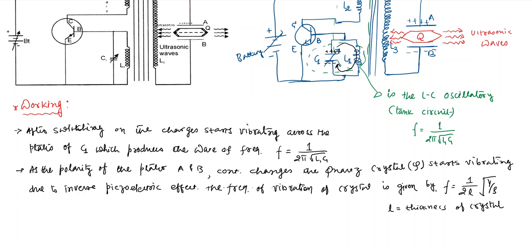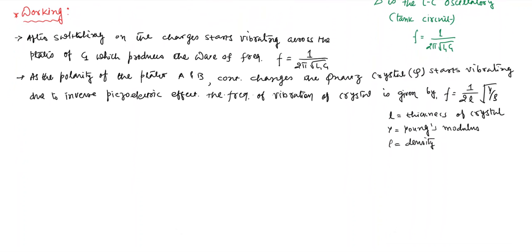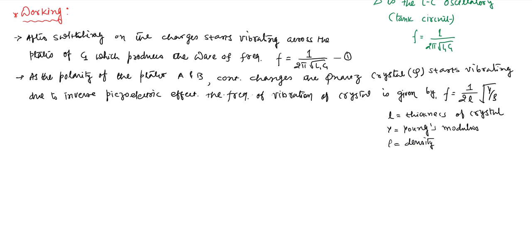In some textbooks they write T there. Even if T is written here, we have written L to keep it the same as magnetostriction, but you have to remember that L is the thickness of the crystal, and as we know, Y is Young's modulus of quartz or tourmaline or any other material which is used here, and rho is the density of the material. So this is, let us say, equation number 1, and this is equation number 2.